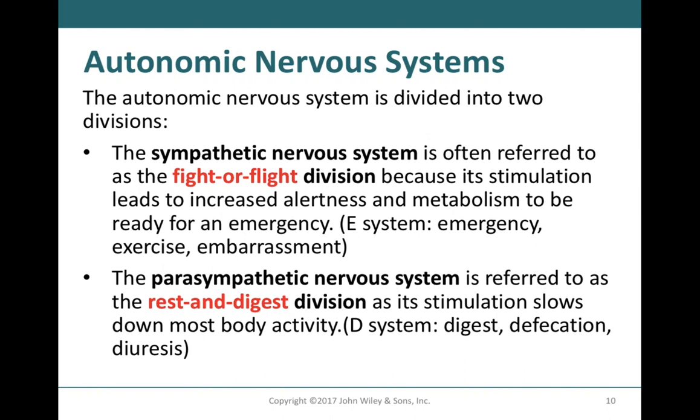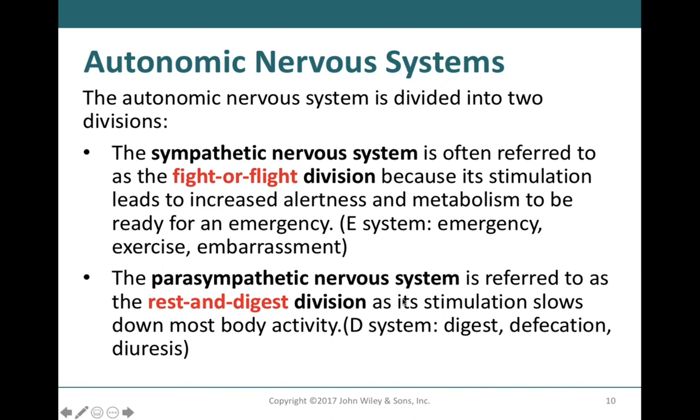We can also call the sympathetic nervous system the E system, because this is the system that's firing during times of emergency, exercise, excitement, and embarrassment. We call this the fight or flight division because during times when we need to fight off an intruder or run from an intruder, this is the nervous system that is carrying us.